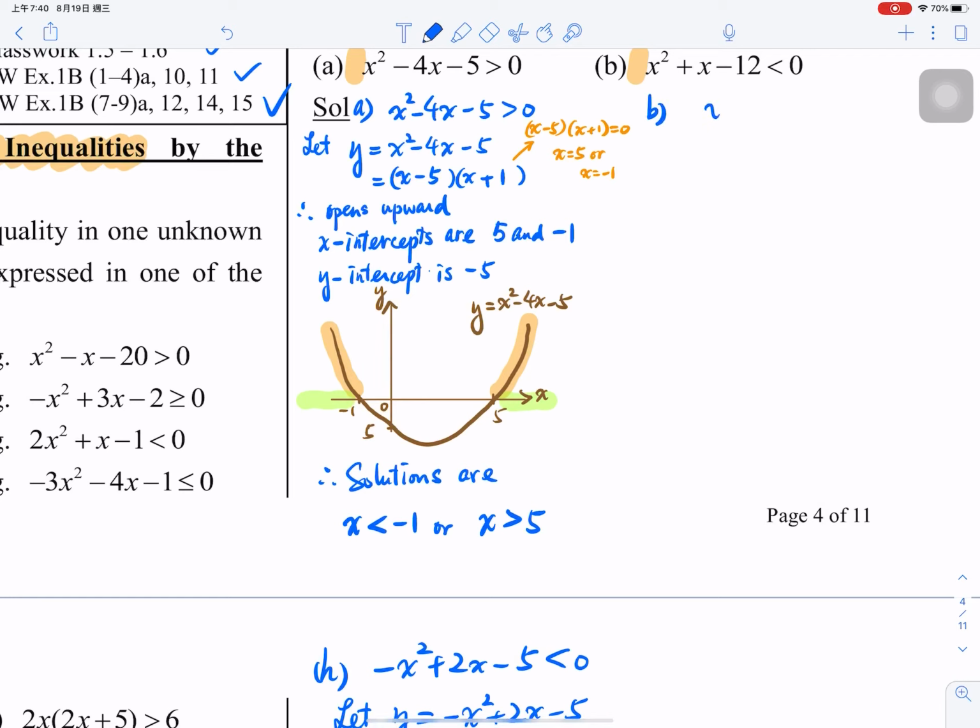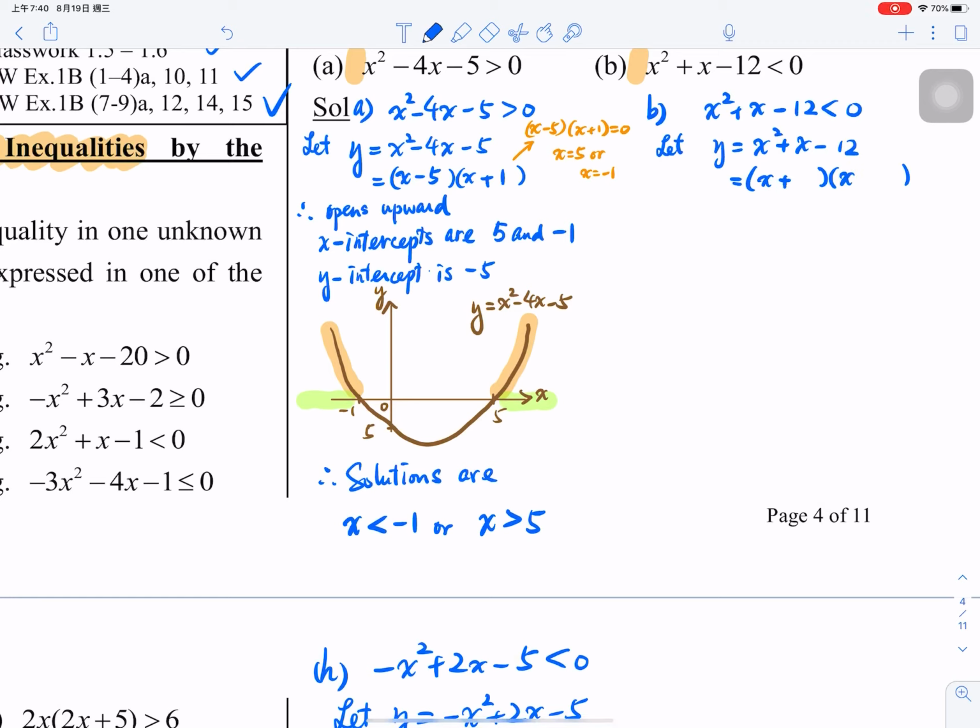Follow those steps again. x squared plus x minus 12 smaller than 0. So I let y equal this one, x squared plus x minus 12, right? And can you factorize? Okay, I give you 3 seconds. Times up.